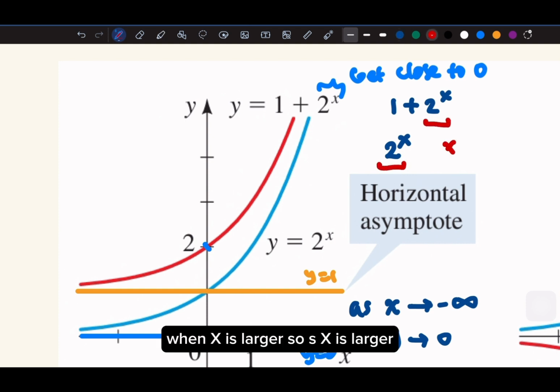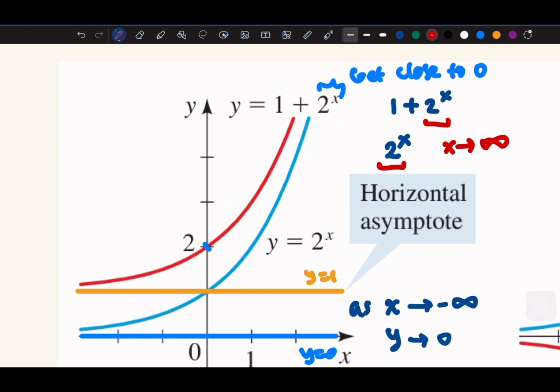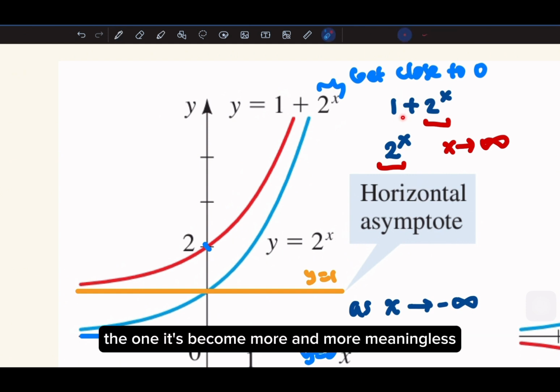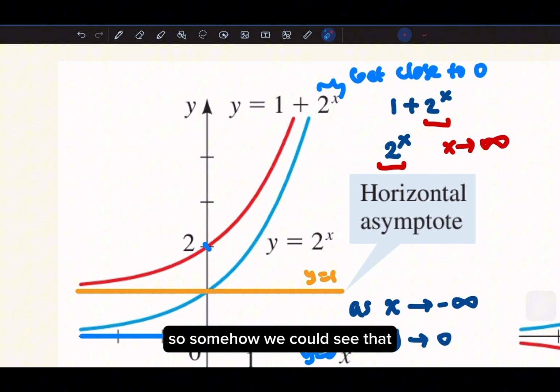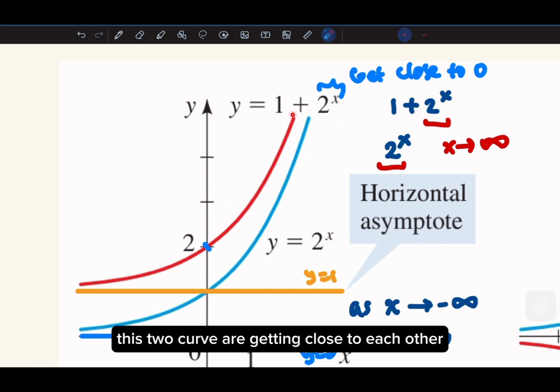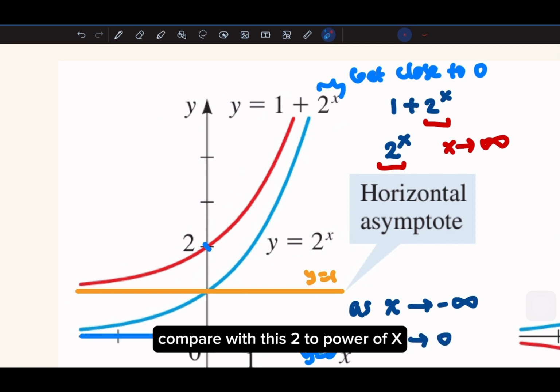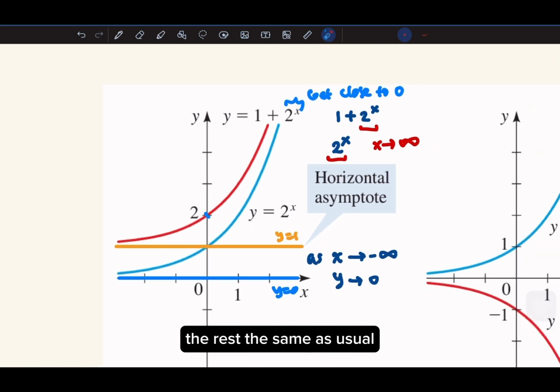Because if we think clearly, if we take this and compare with this, as x is larger, the 1 becomes more and more meaningless. So somehow we could see that these two curves are getting close to each other, because this one is not really that meaningful compared with this 2 power of x. Okay, I hope you get the idea on how to transform. Okay, the rest is the same as usual.